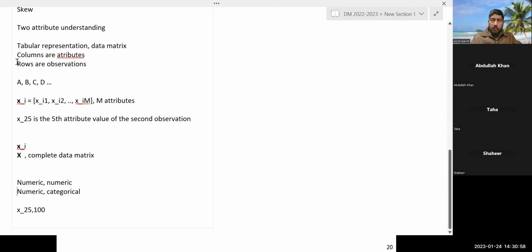So numeric, categorical is done. Then we have categorical, categorical. So these combinations can occur. You have both numeric, you have one numeric, one categorical, and both categorical. So let's look at some common measures for understanding these pairs of attributes.